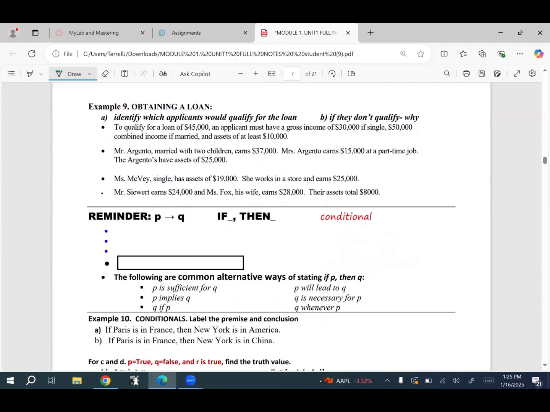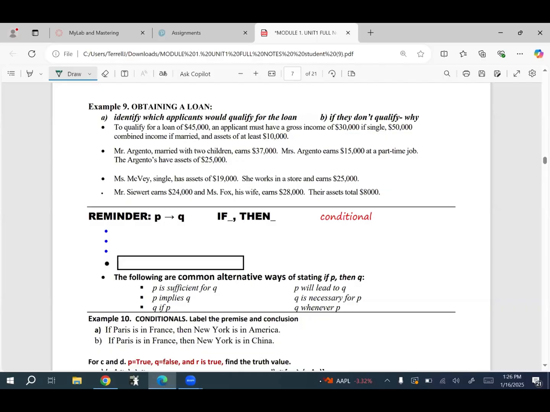Well, this seems a little out of nowhere, but you do have some homework questions about this, so I just wanted to go over this. This is about obtaining a loan. We want to identify which applicants would qualify for the loan, and I'm going to read below what the qualification is. To qualify for a loan of 45,000, an applicant must have a gross income of 30,000 if they're single, 50,000 combined if married, and assets of at least 10,000. Okay, so that's the qualification.